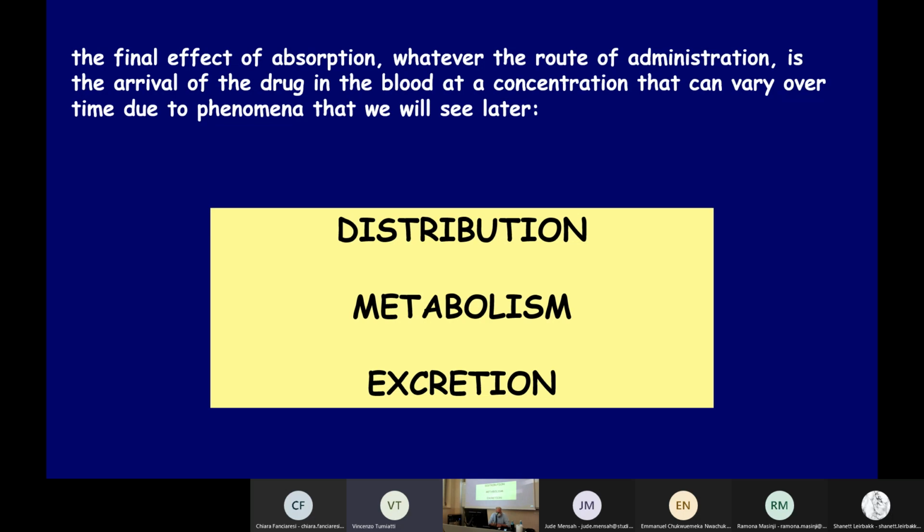The final effect. We are very interested in the final effect, yes. We want to get the final effect, the therapeutic, the beneficial effect. The beneficial effect is strongly influenced by absorption, distribution, metabolism, excretion. All these phenomena can influence the blood concentration of your drug. And blood concentration of the drug is very important to get the final effect, you know.